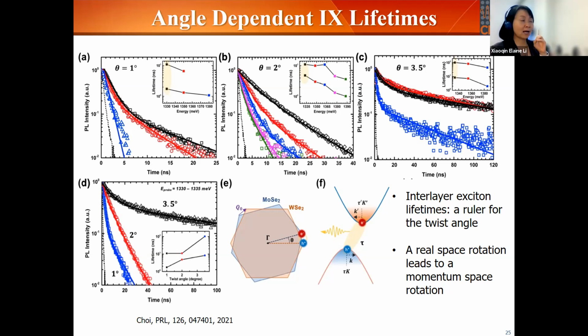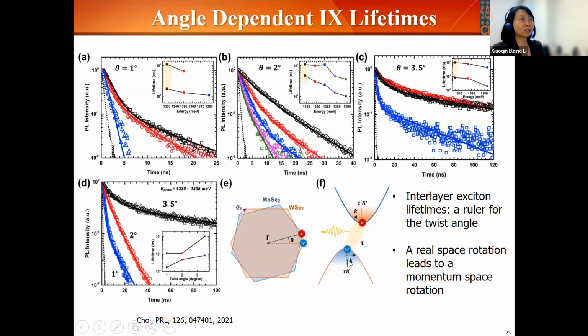And there's a couple of mechanisms for that. One is actually when I twist the layers in real space, I'm actually also twisting their band structure in momentum space. I have introduced a little bit of indirect transition nature to the interlayer exciton that has a huge effect on the lifetime.